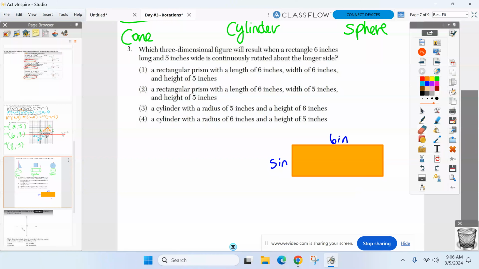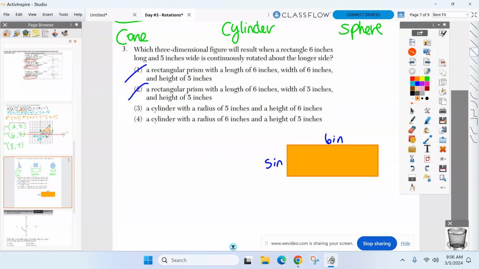Anytime you rotate a square or rectangle, what's it going to form? Cylinder, so we can get rid of choices 1 and 2, right? It's not a rectangular prism. Now the question is, what's the height and the radius going to be? So again, everybody, we are going to rotate it around the longer side. Wherever you put the 6, that's where we're going to rotate it, right here. Do you always rotate it around the longer side? No, I could rotate it around the shorter side, but in the problem, the directions say rotate it around the longer side.